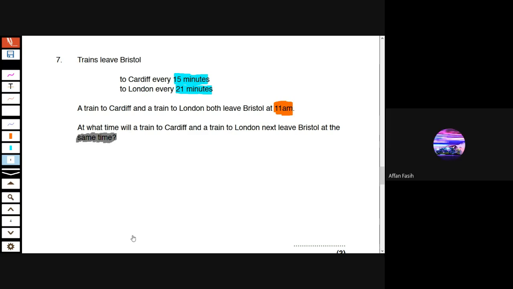Sir, we will have to find the LCM, right? If I'm not wrong. Yes. You have to take the LCM obviously, and after that you will get some minutes. You have to convert it into hours and find the exact time.